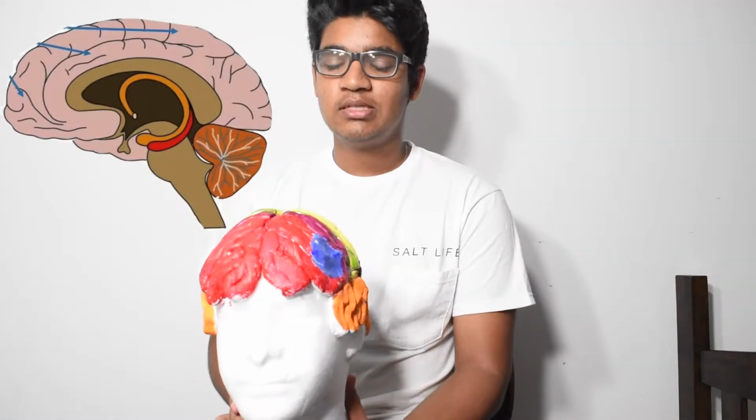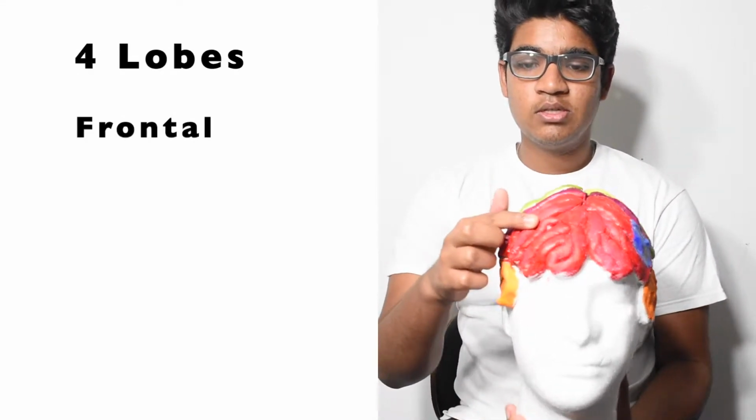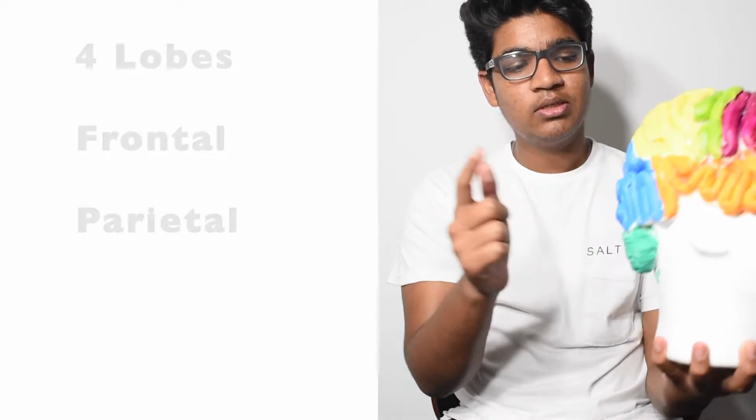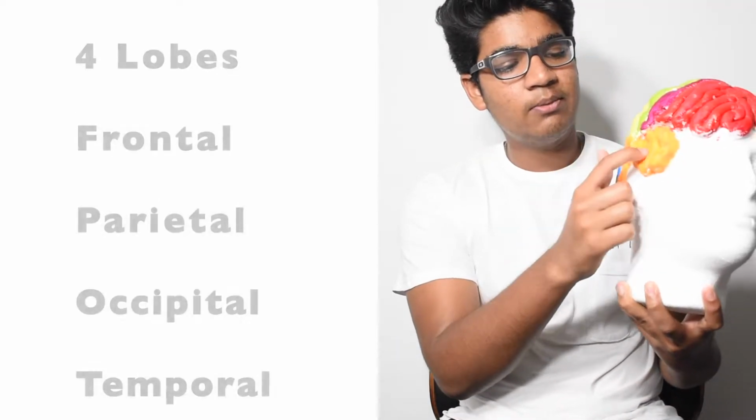Hey guys, so today I will be showing you a model of the brain and explaining the functions of the different areas. The cerebral cortex is the area of the brain that processes information and executes actions. It is divided into four lobes. The four lobes are the frontal lobe, the parietal, the occipital, and the temporal.